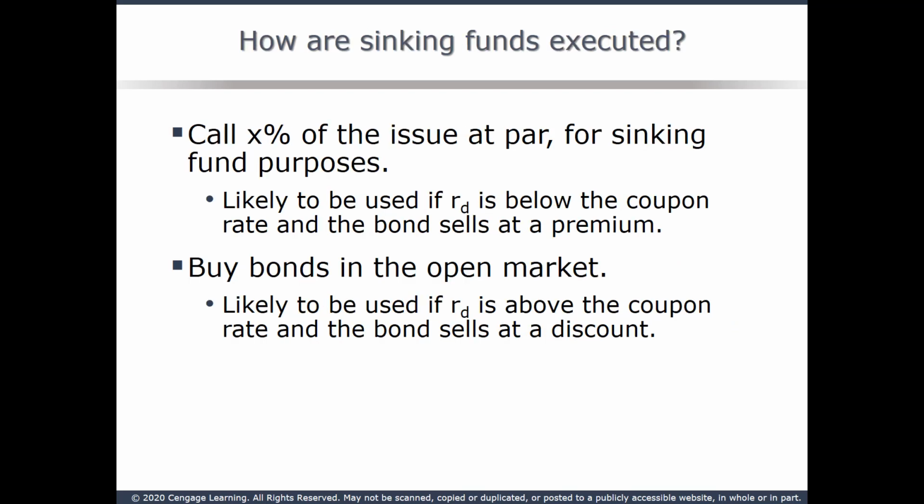How does a sinking fund work? There are two ways. A certain percentage of the issue is called each year through a serial number lottery. This would be used if the bonds are selling for more than face value. In other words, the coupon rate is higher than the current market rate. Or the trustee can buy the bonds in the open market if the bonds are selling at a discount.